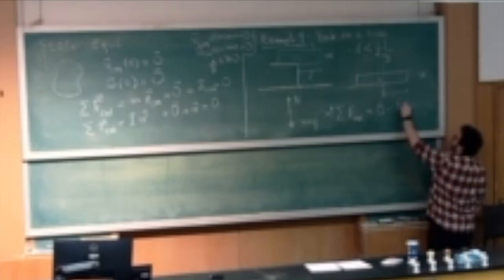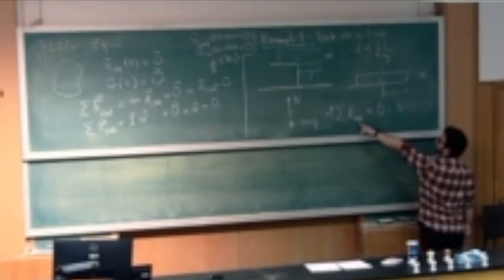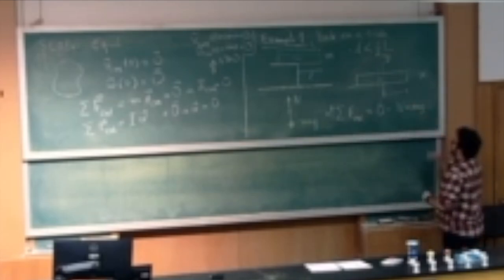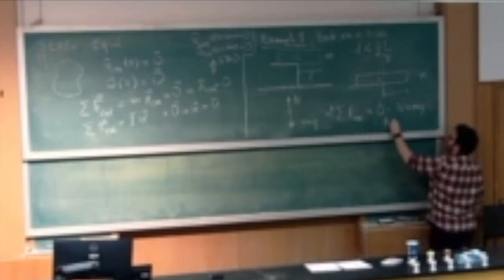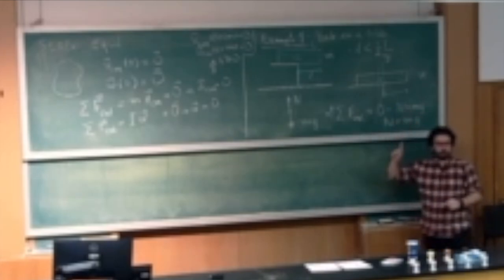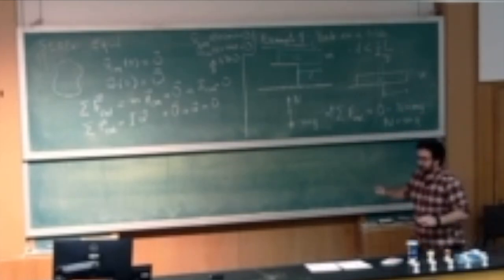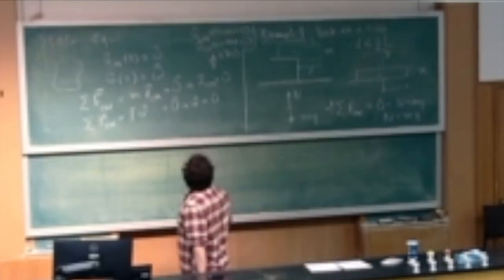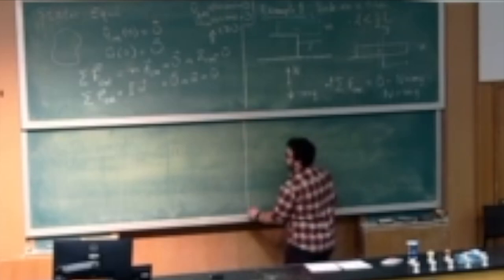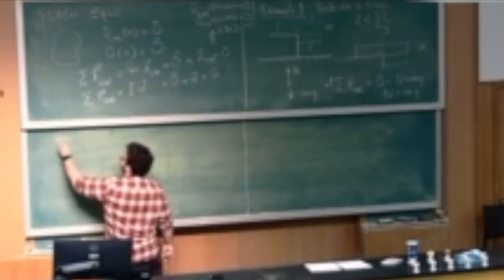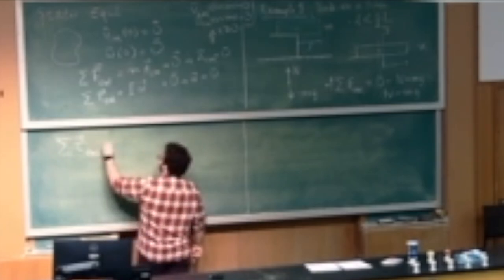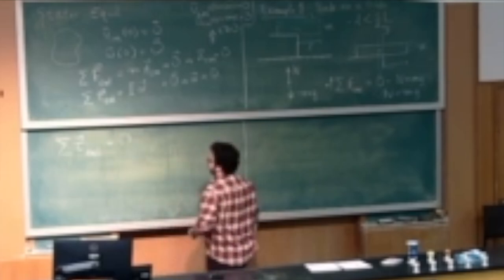So we have N as a positive contribution to this summation, minus mg is a negative contribution, so this must be equal to 0. Therefore, we have N, the normal force acting on this book due to the table, equal to m times g. Now let us write down the torque equation. So we want the sum of all the external torques to be equal to 0.